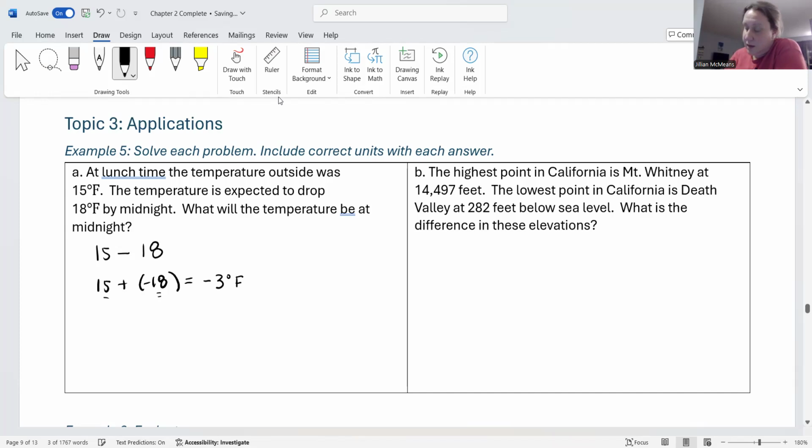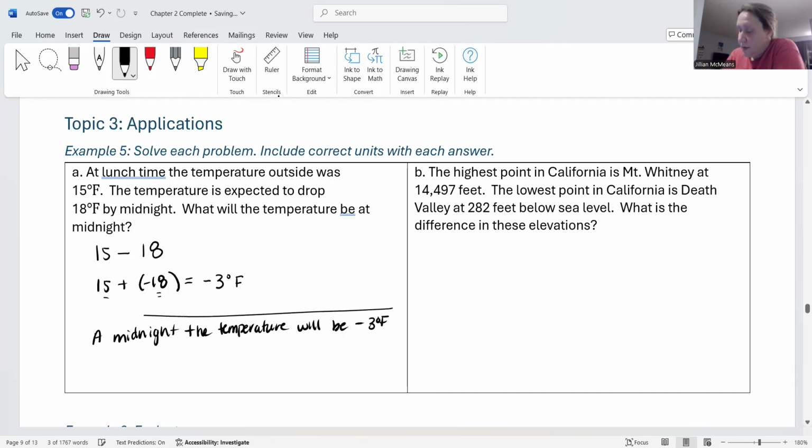So you could say something like, at midnight, the temperature will be negative 3 degrees Fahrenheit. And that's it. You could also say something like, at midnight, the temperature will be 3 degrees below zero. That's a little excessive. I would stick with just negative 3 degrees Fahrenheit. Just be careful if you decide to say degrees below zero, say positive 3 degrees below zero.